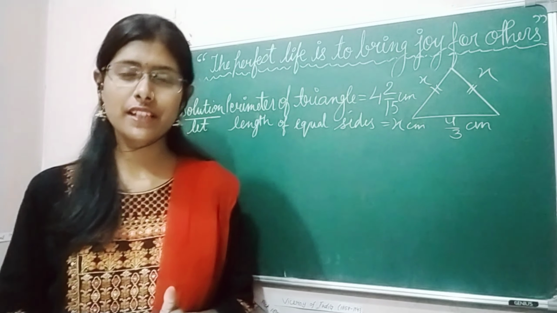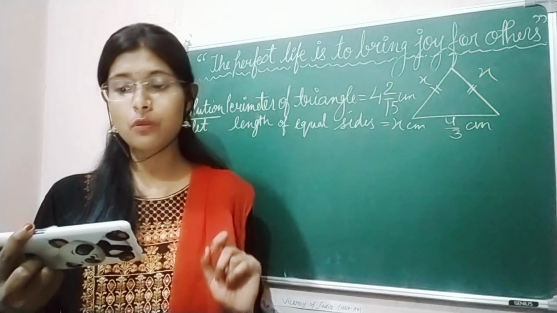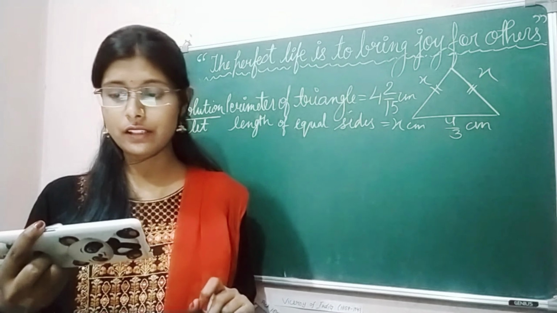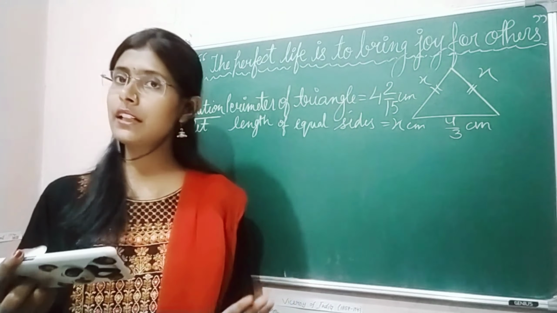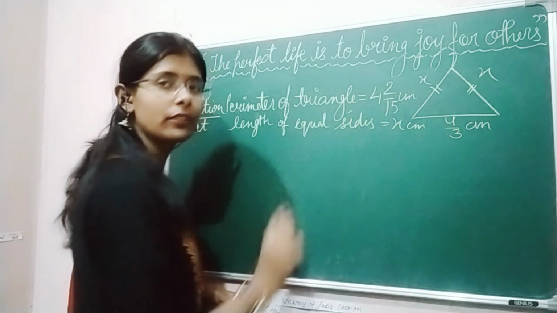Okay, let's start with question number 3. The question is the base of an isosceles triangle, the triangle which has 2 equal sides, okay? That is 4 by 3 centimeter. The perimeter of the triangle is 4 whole 2 by 15 centimeter. What is the length of either of the remaining equal sides? So let's assume that the remaining sides are x each. Okay, so x and 4 by 3 centimeter.